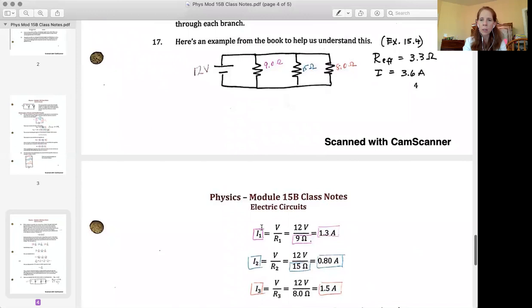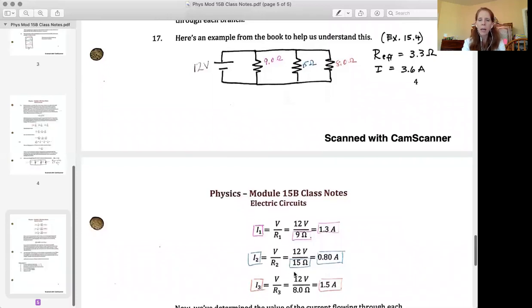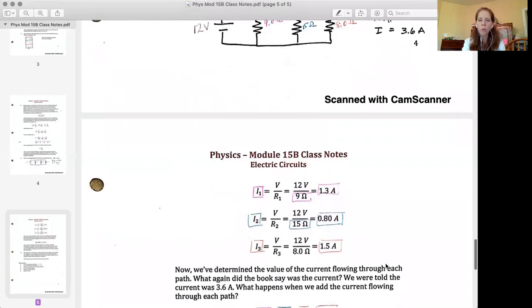So I1 is going to equal the electric potential, 12 volts divided by 9 ohms. That's 1.3 amps. I2, the second current, is 12 volts divided by the 15 ohms, which is 0.80 amps. And I3 equals 12 volts divided by the 8.0 ohms. That's 1.5 amps. So now that's the current flowing through each path.